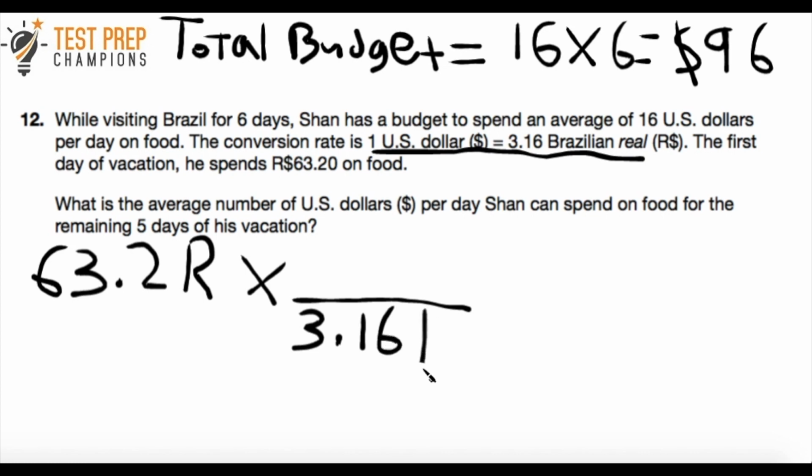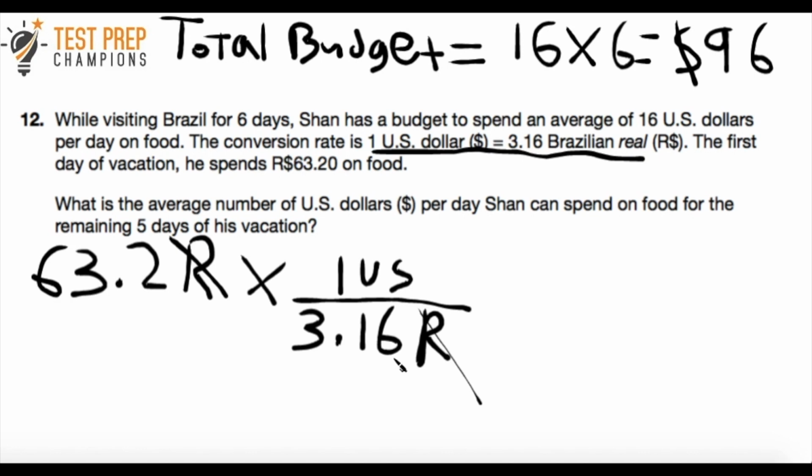So what do I mean by units? Well, basically, the unit is the R here. So if I've got 63.2 R times, and then up here I put the US dollar first, so for $1 divided by 3.16 R, you can see if we do the division here, the R's are going to cancel out, because anything divided by itself just equals 1. So those are effectively going to cancel out here.